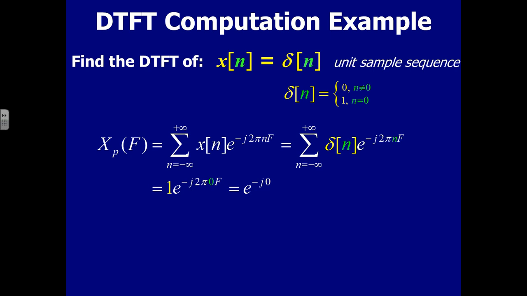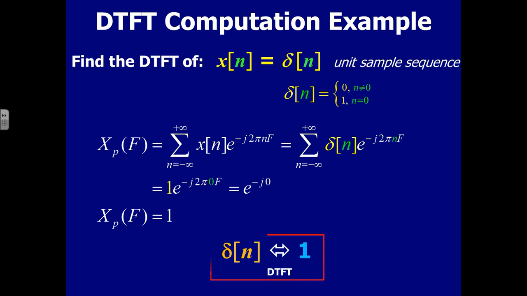In our exponent, we have a 0 multiplier, so the whole exponent goes to 0. And we have the simple result that the discrete time Fourier transform of a unit sample sequence is a constant value, a 1. Now that's not a single sample value, that's a constant value of 1 at all frequencies. So there we have our first derived discrete time Fourier transform. And if you recall continuous time Fourier transforms, the impulse function, delta of t, also had a continuous time Fourier transform of 1.